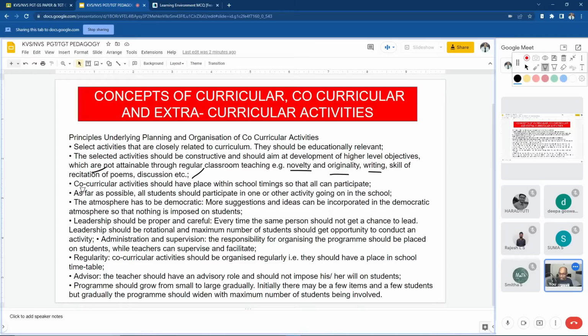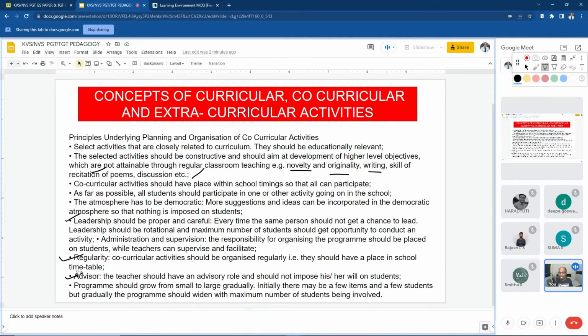Then, as far as possible, all students should participate in one or other activity going on in the school. That is compulsory. The atmosphere has to be democratic, with more suggestions and ideas. Youth parliament also we conduct in KVS. Then leadership should be proper and careful, and then administration and supervision should be there. Teachers will be there. Regularity in conducting co-curricular activities, games, sports, lot of stuff you will find in Kendriya Vidyalaya.